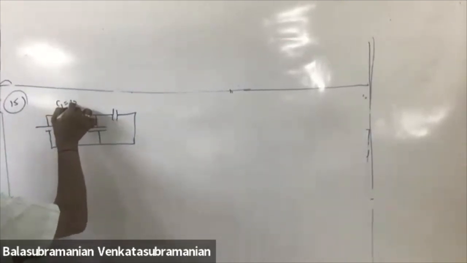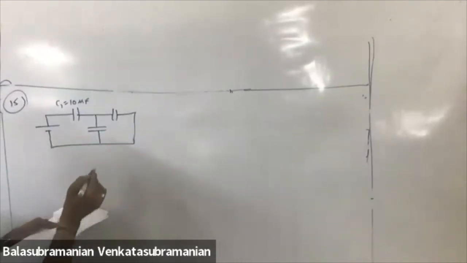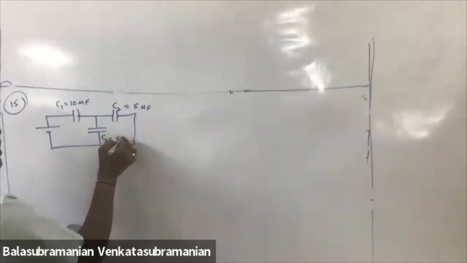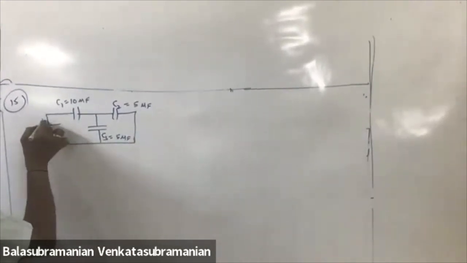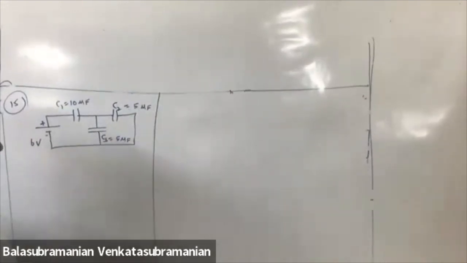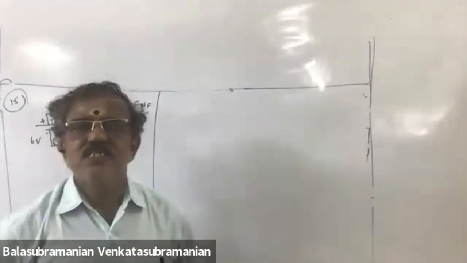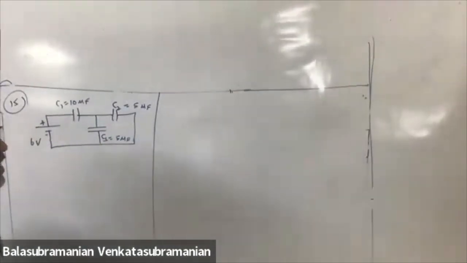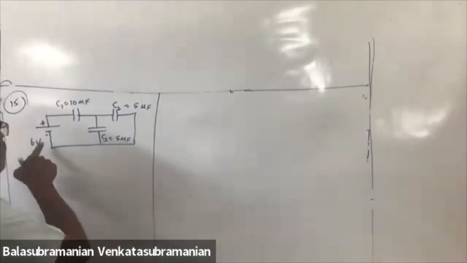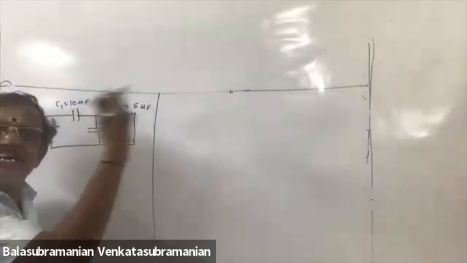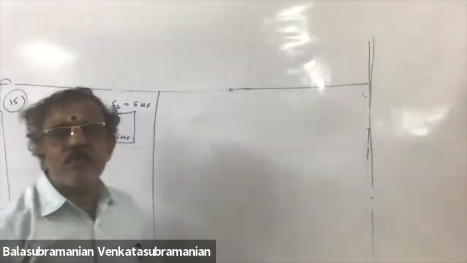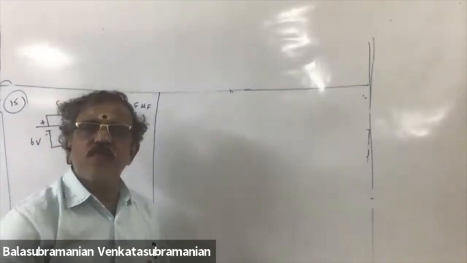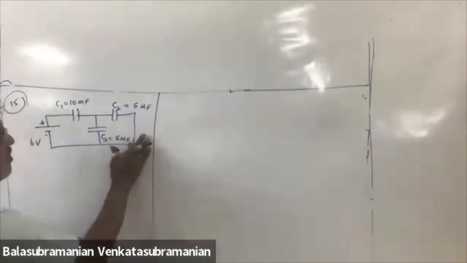C1 10 microfarad, C2 5 microfarad, C3 5 microfarad. This is 6 volts. Okay, we have to draw an equivalent circuit. Wherever you are connected a battery, you come from the other end. Anytime when capacitance is connected like this, you start your equivalent circuit from the other side of the battery. Other side of the battery is this one.